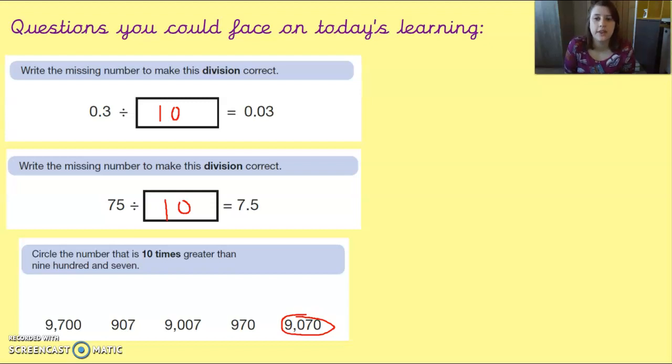Okay, so hopefully you got these answers right. So 0.3 and 75, you divide by 10 to get the answers that it has given you. And then it says circle the number that is 10 times greater than 907. And the answers are a little bit tricky because they've put the 7 in different places, but you should have circled the end one.